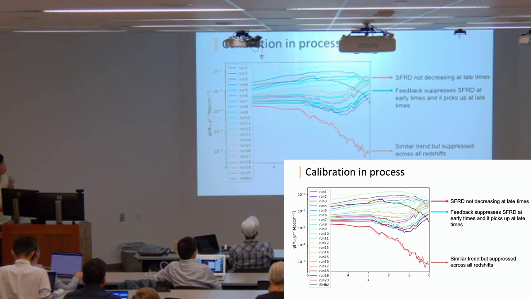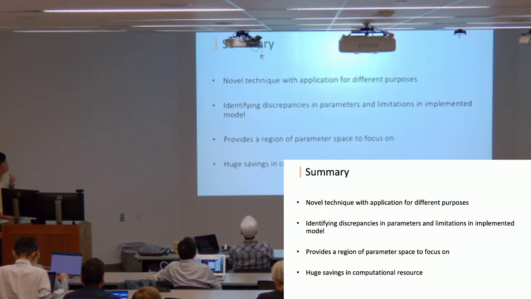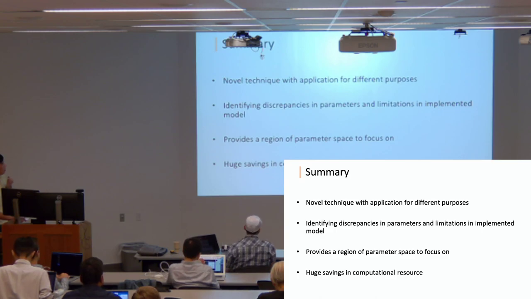Otherwise, we would have to include AGN feedback in our own simulations. So in summary, there's this new technique that we've developed for different purposes in simulation. It helps us identify the discrepancy in the parameters and maybe the limitations in the implemented model.